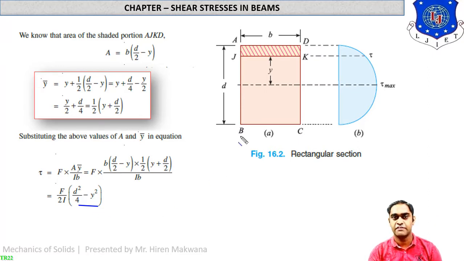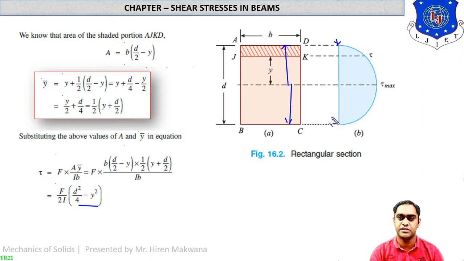It means what? At a distance y equal to d by 2, if you stretch y up to d by 2, means up to the top layer, this is the d by 2 distance, then the tau becomes 0. Means shear stress at this point is 0. Similarly, if you take y equal to d by 2 up to the bottom layer, this is also d by 2, then the shear stress will become 0 at this layer. This is the shear stress 0.